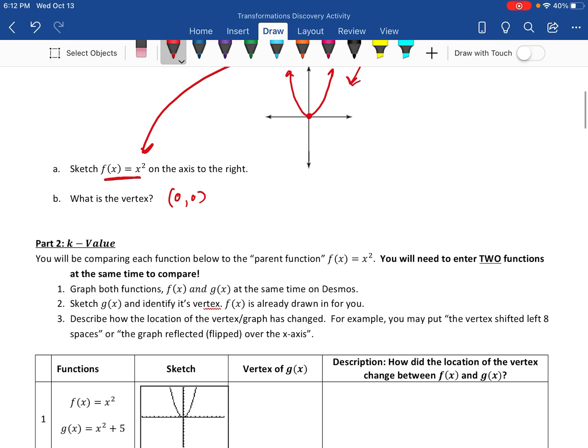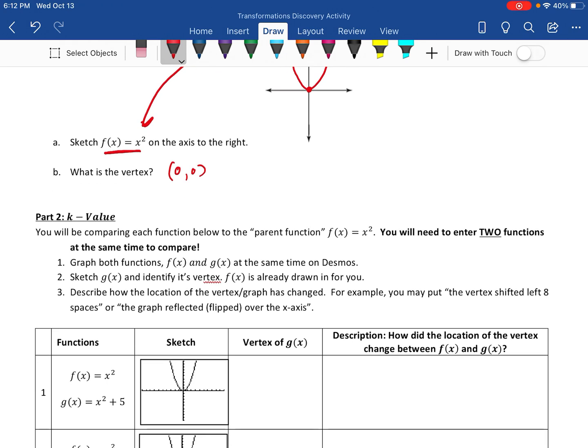For the second part of this, I did post a link to Desmos, which is a graphing calculator site, so that you are able to see this visually. I want you to compare both functions: the parent function, f of x is equal to x squared, and the new function that I give you. You're going to graph those in Desmos, sketch what that looks like, and give me the vertex. You should then be able to describe what happened with the vertex.